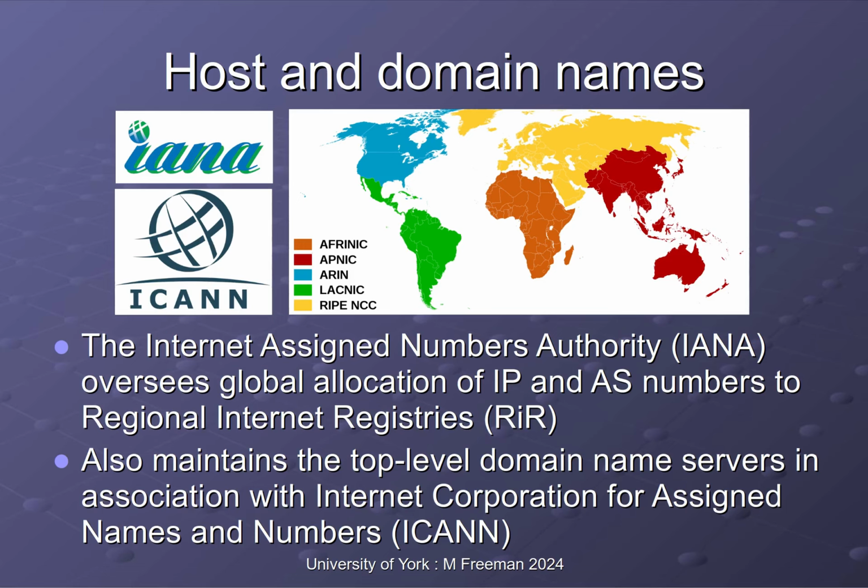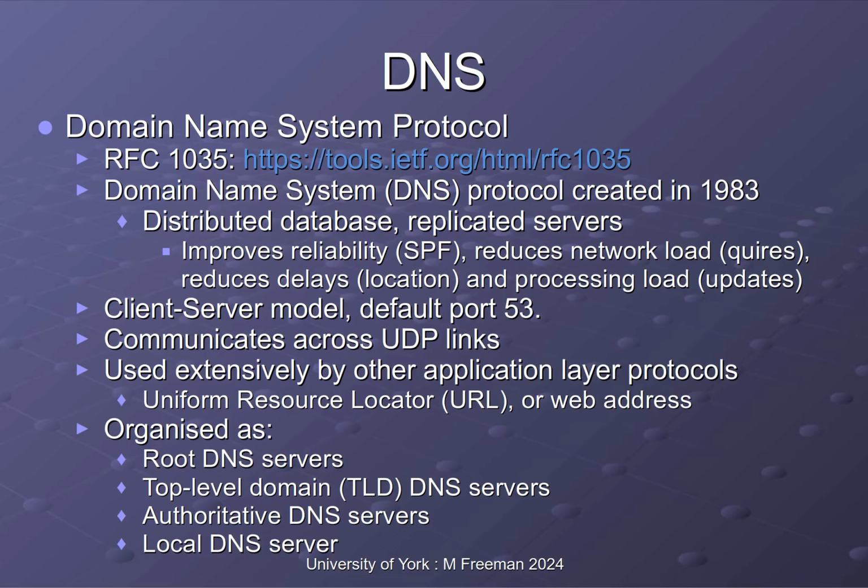Okay then, so the protocol that automates this process from fully qualified names to IP addresses is DNS, so our Domain Name System protocol. If you'd like some more information on that, look at RFC 1035. Quite an old protocol, so first came about in the 1980s, so it's gone through a number of iteration improvements over the years. But basically it's a distributed database, a number of replicated servers that allow you to convert that name down into an IP address.